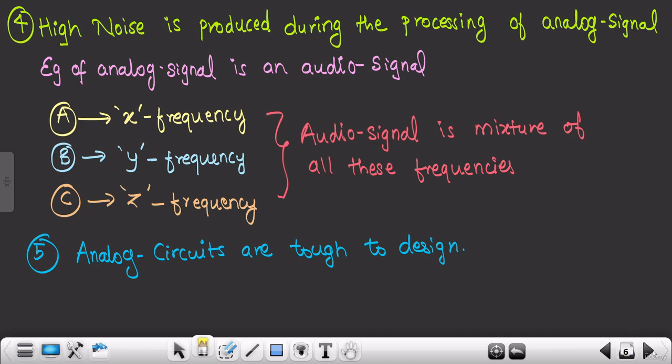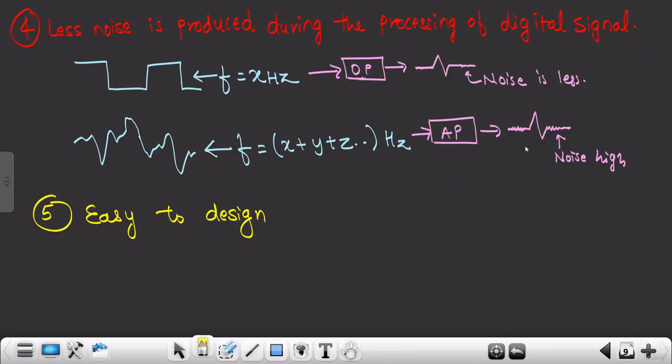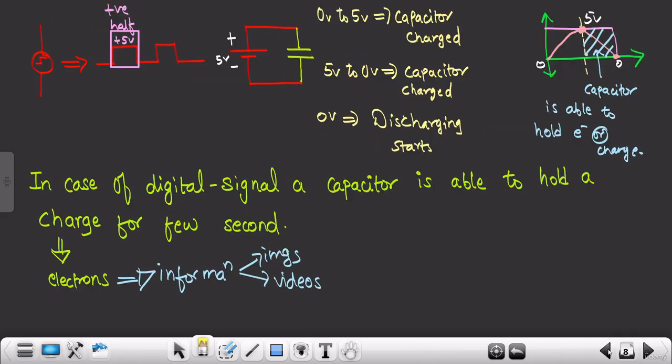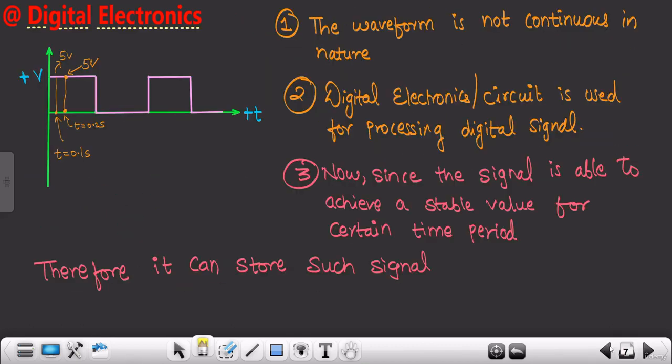But in case of digital electronics, as you can see over here, it has almost suppressed the noise, but in case of analog electronics it was not able to suppress the noise in that way, right? So that was the major drawback of analog electronics over digital. And in case of digital, the waveform is not continuous. As you can see, at 0.1 and 0.2 seconds we are getting the same amplitude, and therefore the digital circuit is used for processing of digital signal.